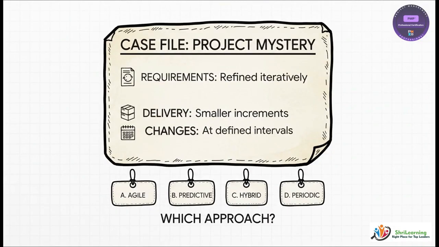So, here's our case file for today. You're on a project. Requirements get refined as you go, the product is delivered piece by piece, and here's a key detail: changes are allowed, but only at specific times. So, given these clues, what kind of project are we looking at? Is it agile, predictive, hybrid, or something called periodic?